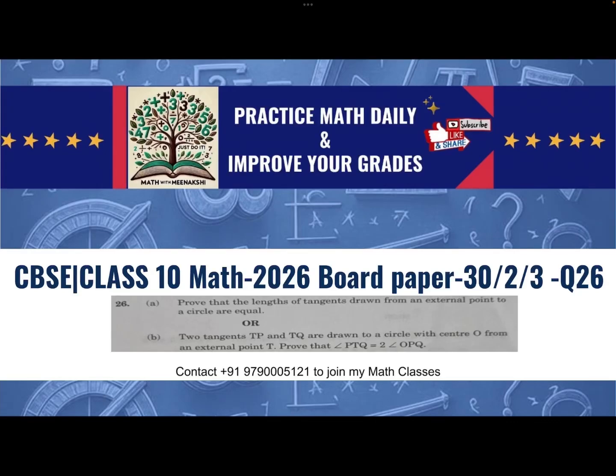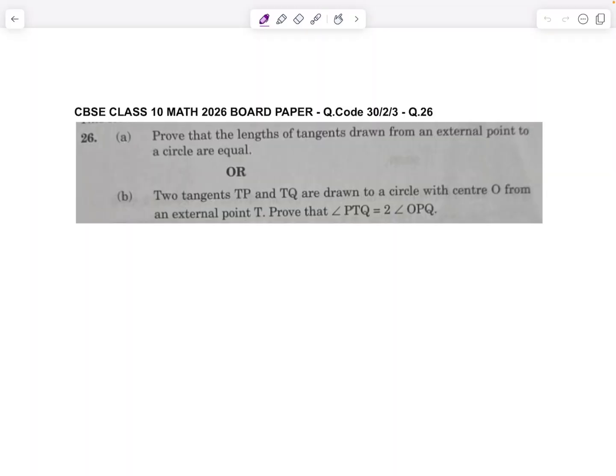Hello all, in this video I am going to solve question number 26A and B from the CBSE class 10 standard math 2026 board paper. The question paper code is 30/2/3. The part A of question 26 says prove that the lengths of the tangents drawn from an external point to a circle are equal.